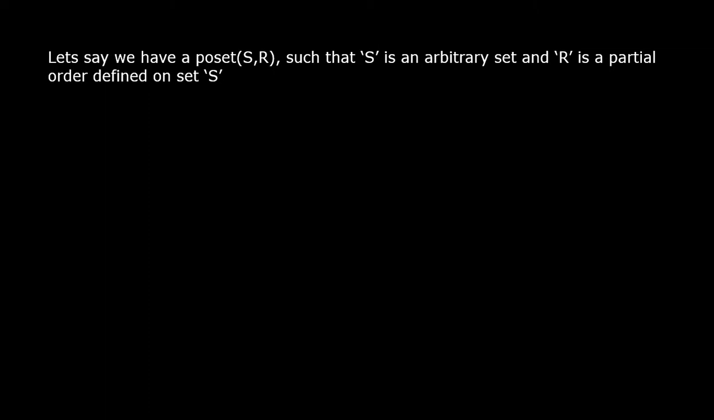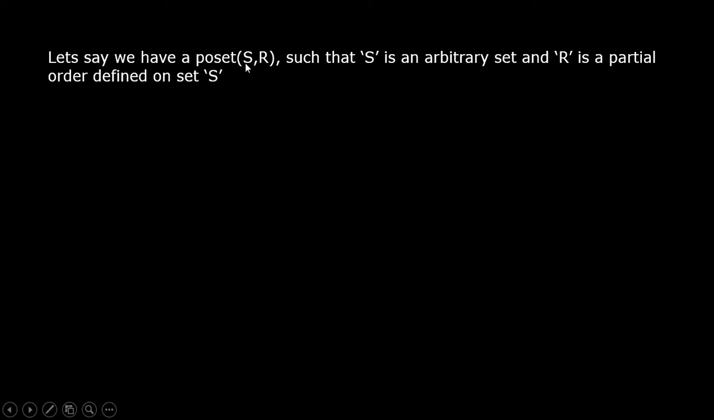Let's say we have a poset (S, R) such that S is an arbitrary set and R is a partial order defined on set S. So obviously a poset is denoted by (S, R), where S is an arbitrary set and R is a partial order which is defined on that set S.